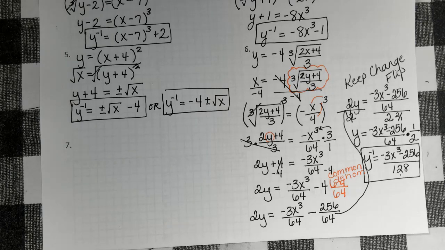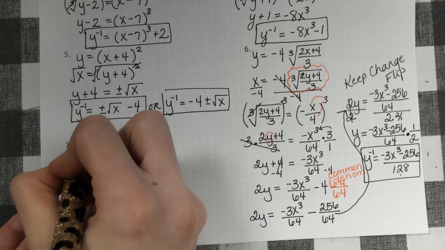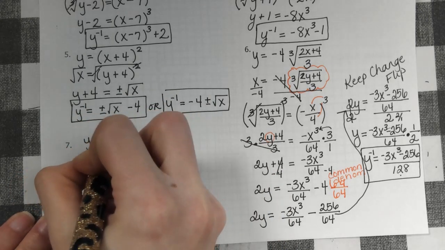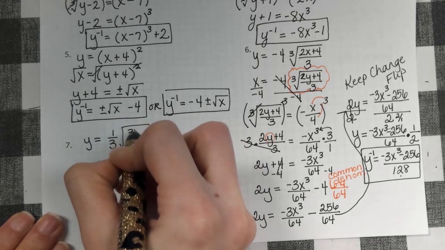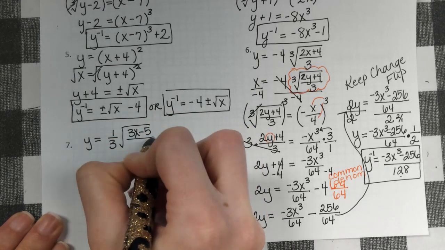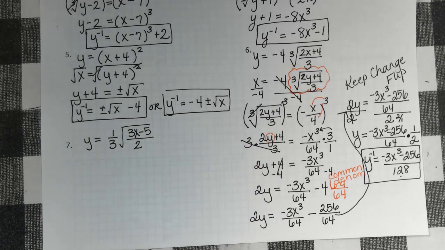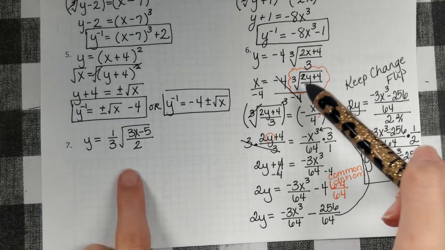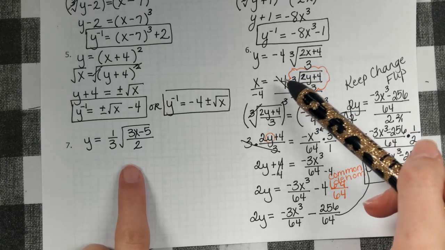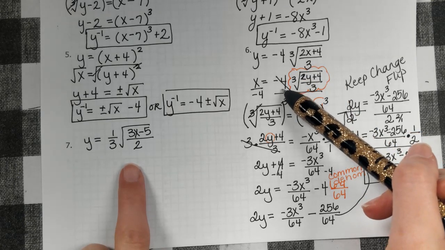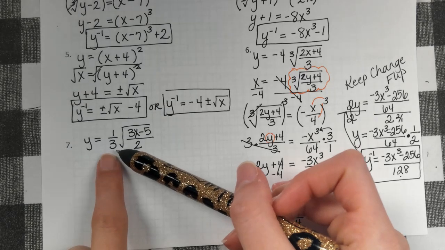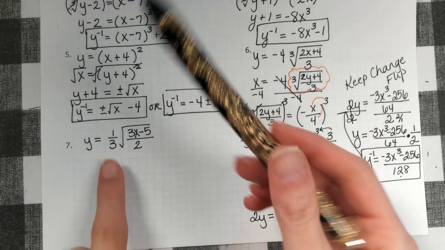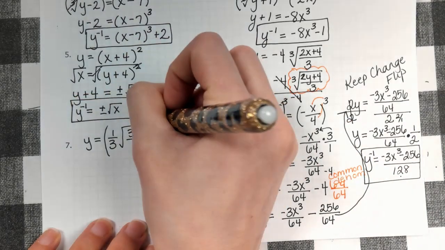Okay, so our last example, we've got y equals 1/3 times the square root of (3x minus 5) divided by 2. So it's kind of like the same thing, except instead of having a whole number out front that you divide by, you now have a fraction. So how do I get rid of this fraction? I multiply both sides by what?